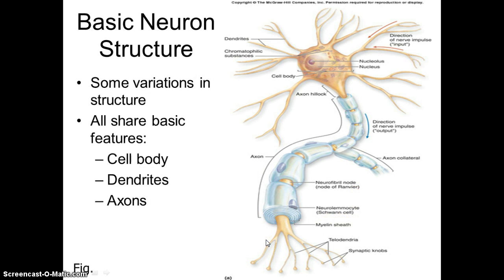All right. High metabolic rate also refers to the fact that we always need oxygen and glucose for the energy that's required to transmit those nerve impulses.